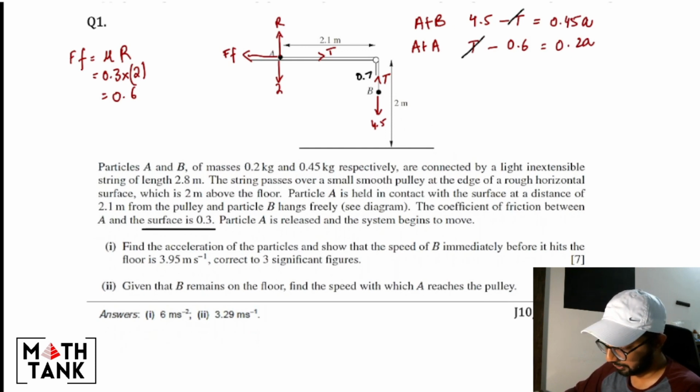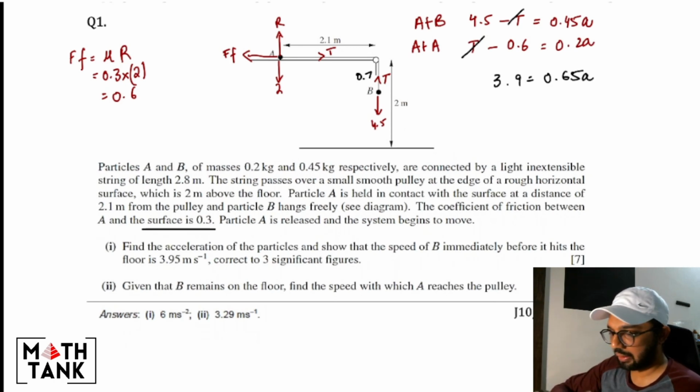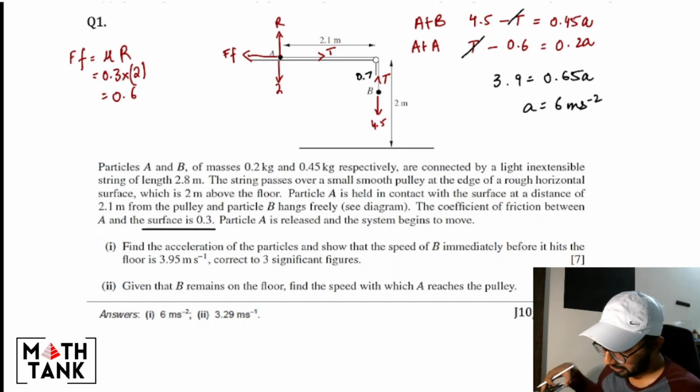This looks pretty simple. 3.9 equals 0.65A. Let's see if we get the correct answer for A. 3.9 divided by 0.65, I get 6 meters per second squared. And that's the correct answer.